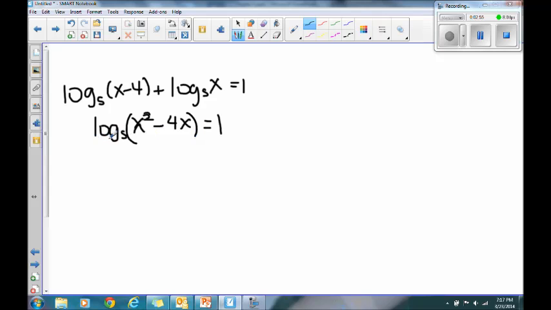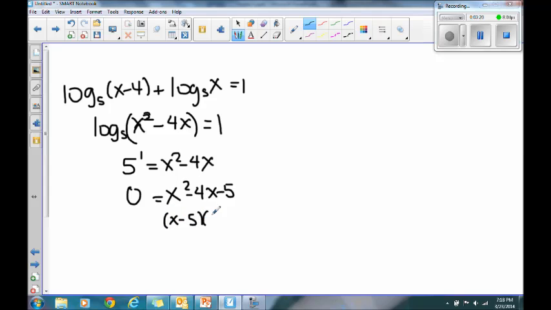Then, since I have logs in some terms, but not in all of the terms, the next step is to go to exponential form. 5 is the base, 1 is the exponent, and 5 to the first equals x squared minus 4x. Any quadratic equation that you have from the assignment that I give out of the book, all of them will factor. You don't have to use the quadratic formula there. You could complete the square if you wanted to, or you could use the quadratic formula if you want, but all of them will factor once you put them together the right way, and then take the right steps from there.